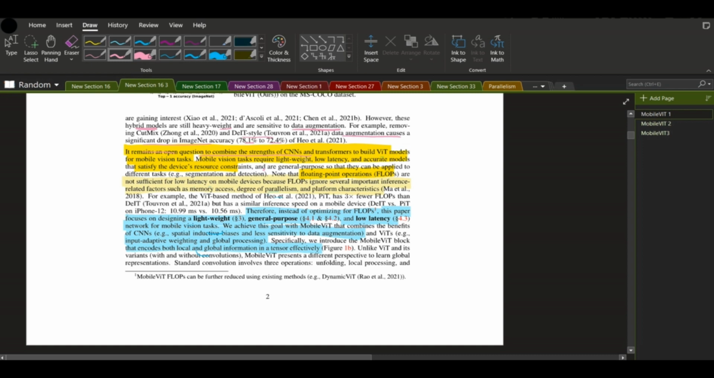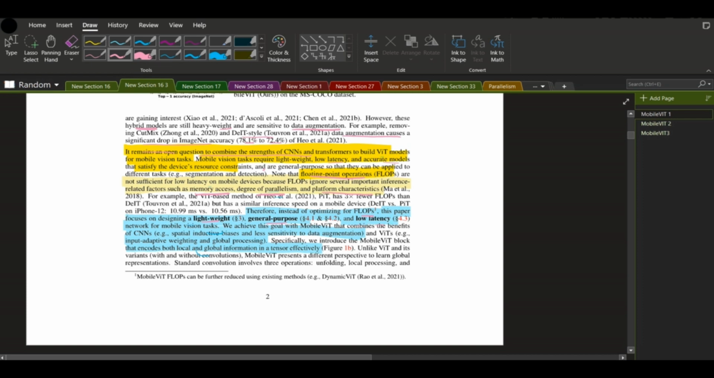Mobile vision tasks require a lightweight, low latency, and accurate model to satisfy device resource constraints. Some of the previous papers tried to optimize only for floating point operations. However, ignoring important factors such as memory access, degree of parallelization, and platform characteristics can lead to a model that does not perform well in terms of latency. So what they tried to do was not only to look into floating point operations, but also to aim for a lightweight, general purpose, and low latency model.